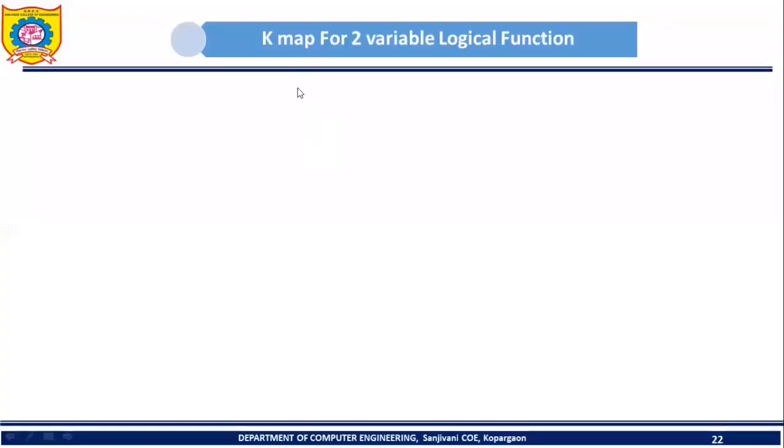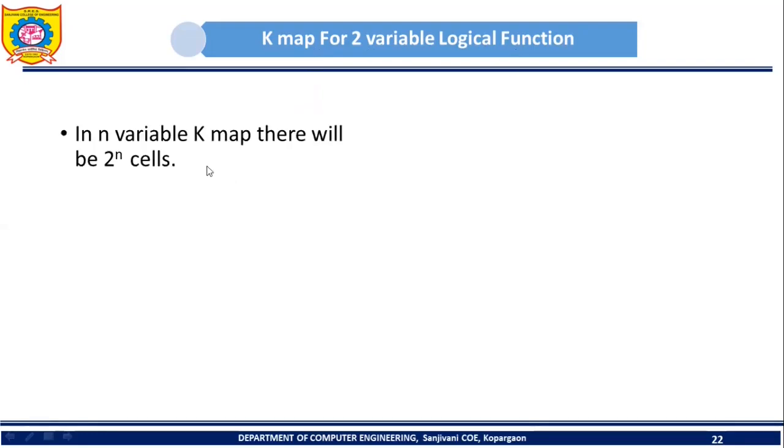Now let's discuss K-map for a 2 variable logical function. So already you know what is meant by logical function. This logical function can have only values either 1 or 0. Now it is a 2 variable logical function, meaning this function can have 2 input variables, like suppose A and B. Now we are going to see how K-map for a 2 variable logical function will look.